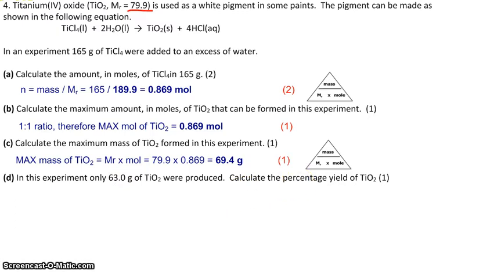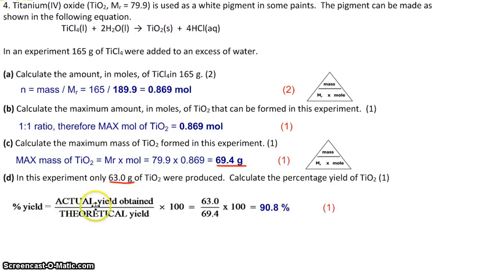To calculate percentage yield, you need to recall that it's the actual yield divided by the theoretical yield multiplied by 100. There's the actual yield, there's the theoretical yield, plug the numbers in and you get 90.8%.